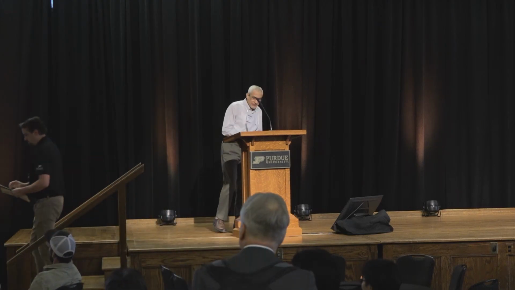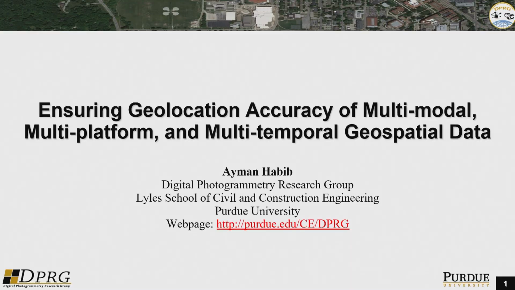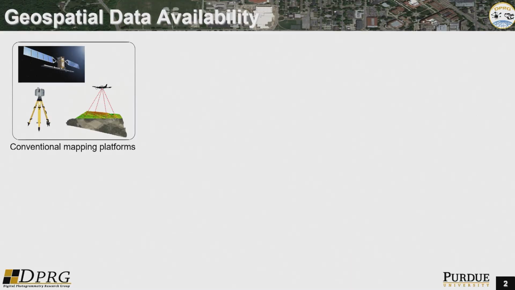So, good afternoon, everyone. As Brady mentioned, this talk is about how we ensure the geolocation accuracy of geospatial data, which we get from different sensors on different platforms and at different times. Throughout the morning, we know that traditionally we have our data either from space, airborne, or even terrestrial laser scanning.